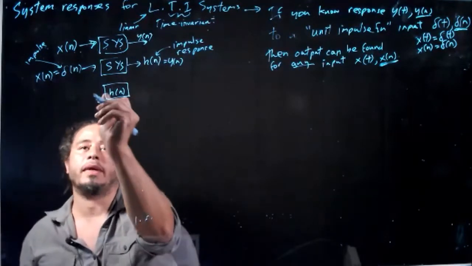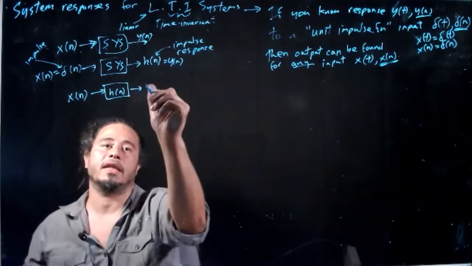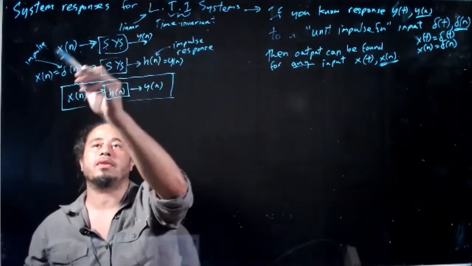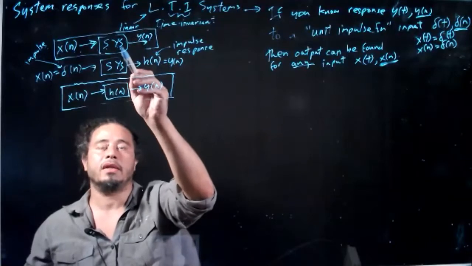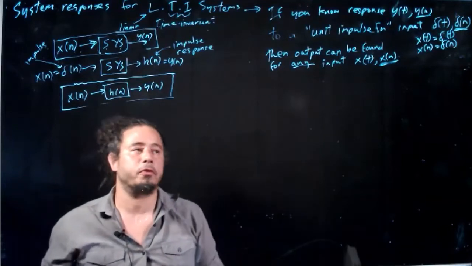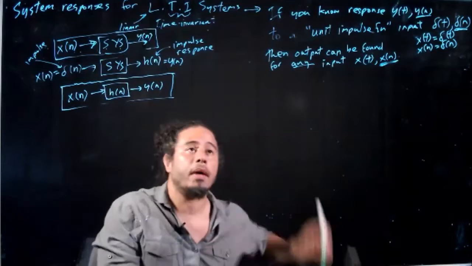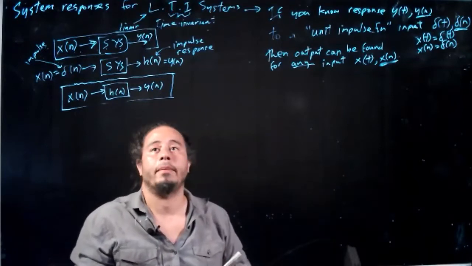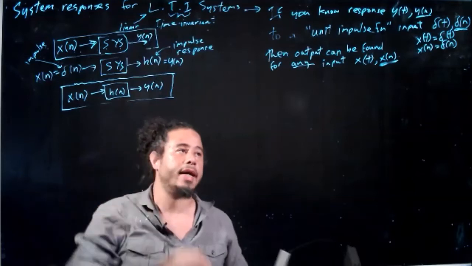So we can call the system h of n as a shorthand, and realize that any given x of n will go through this system h of n and give us an output y of n. This is just a way to rewrite the top box diagram description. Here, we're replacing system by h of n, an impulse response that gives us enough information to describe how the system will always act. All right, so what we're going to do is go through an example in discrete time that shows how we can make use of linearity and time invariance and this impulse response to get the output at any time.